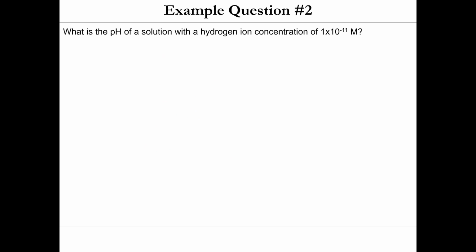Another question I could ask you is, what is the pH of a solution with a hydrogen ion concentration of 1 times 10 to the negative 11 molar? So now I'm giving you the hydrogen ion concentration and asking you for the pH. So again, we only need that equation, pH equals the negative log base 10 of the proton concentration. And these brackets, of course, I didn't mention it earlier, but these brackets mean concentration.